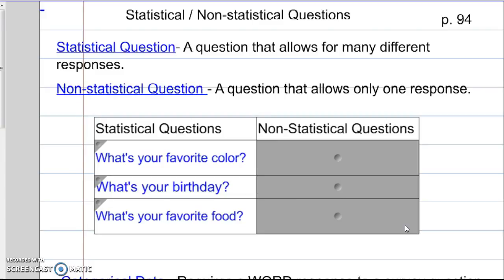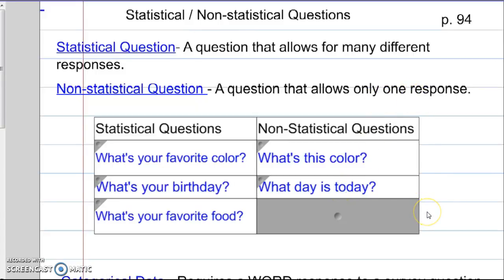Your non-statistical questions that you should have written during the Ed puzzle, the first one is, what is this color? So if we were pointing to a color and we ask a group of people, what's this color? They would all name the same color. So that is a non-statistical question because it would only allow for one response.